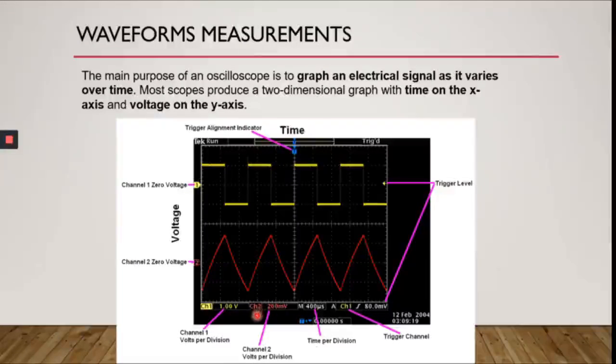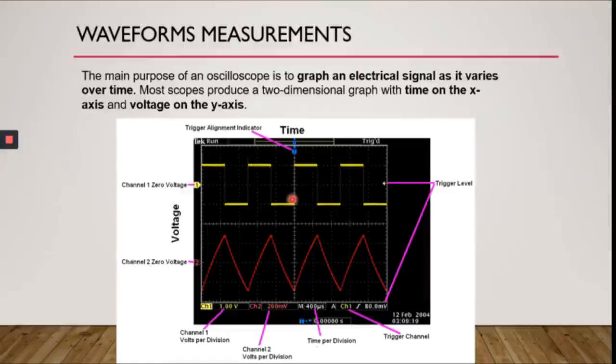Okay, and then for channel 2, the volt per division is 200 millivolt. So if one complete division is 200, that means one part here is going to be 200 divided by 5, which is 40 millivolts. Okay, so you can measure for this channel 2 here what is going to be the peak-to-peak voltage.